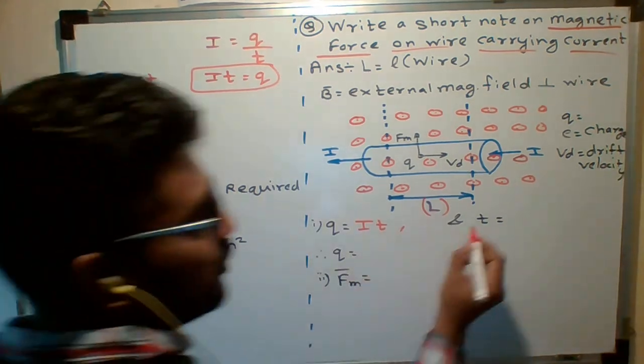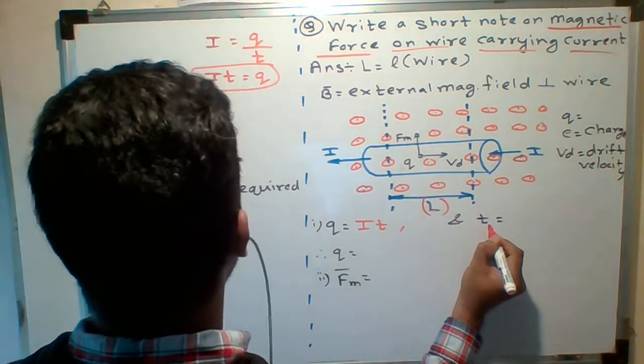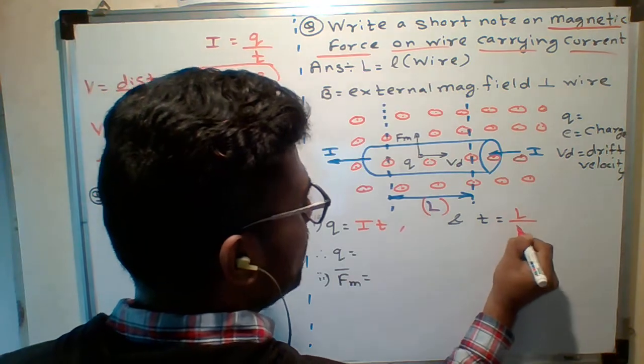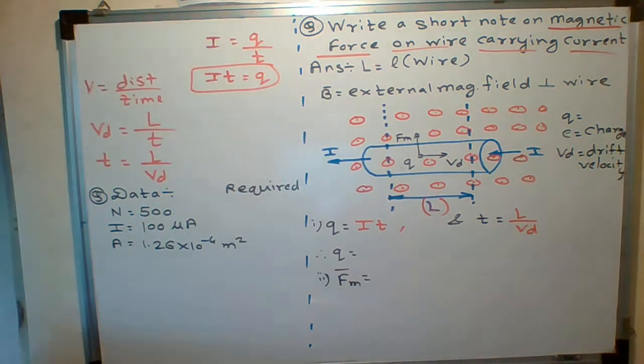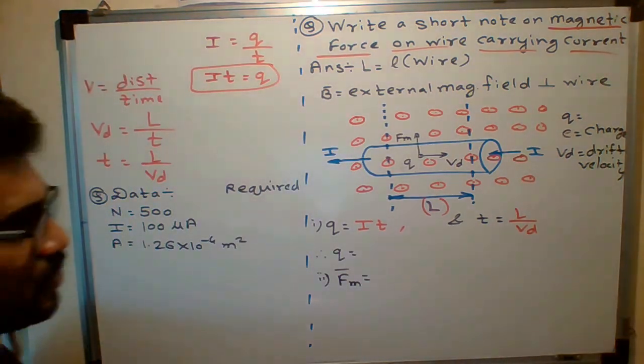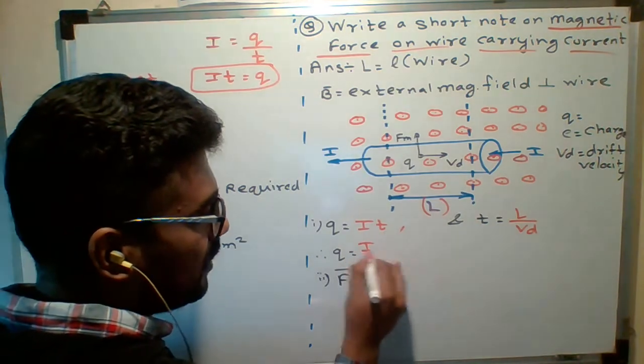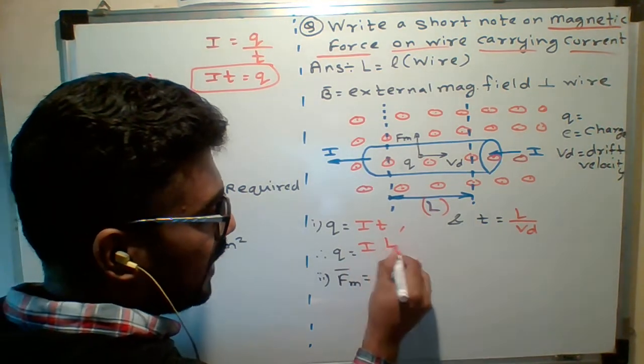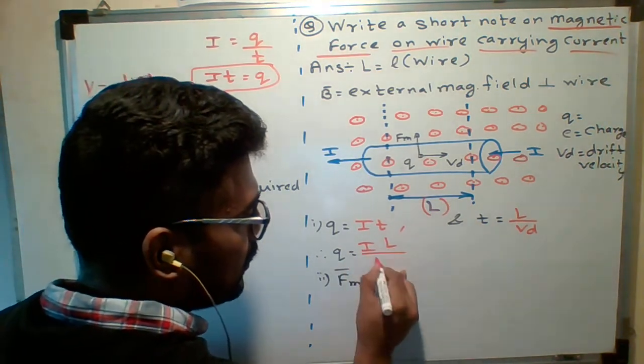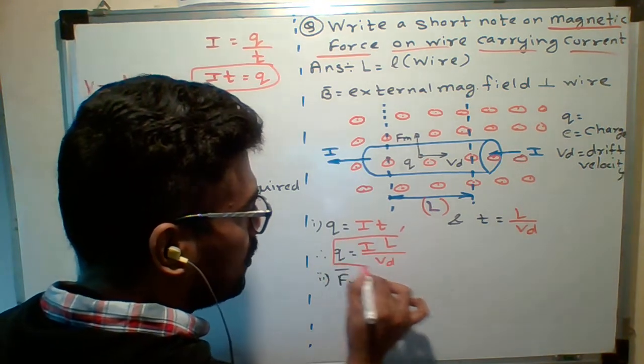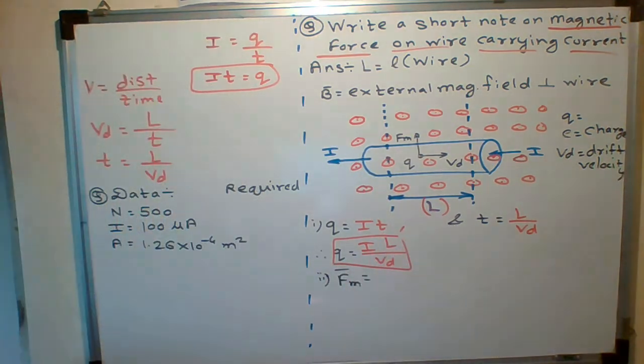So T equals L upon Vd. Okay. Vd is the drift velocity. So students, I will put here the value of T. What is T? T is given by L upon Vd. Okay. So I got Q equals I L upon Vd.